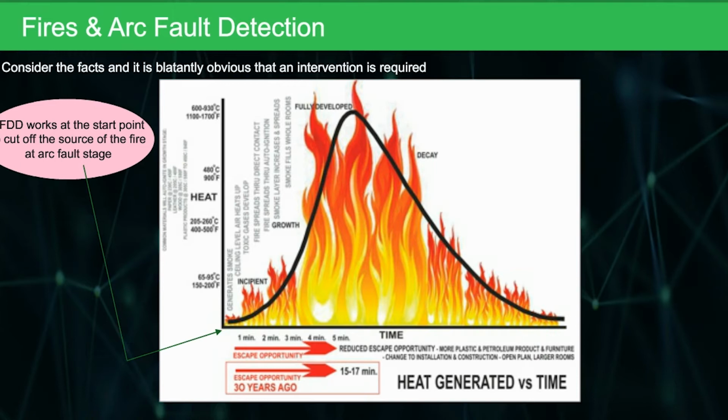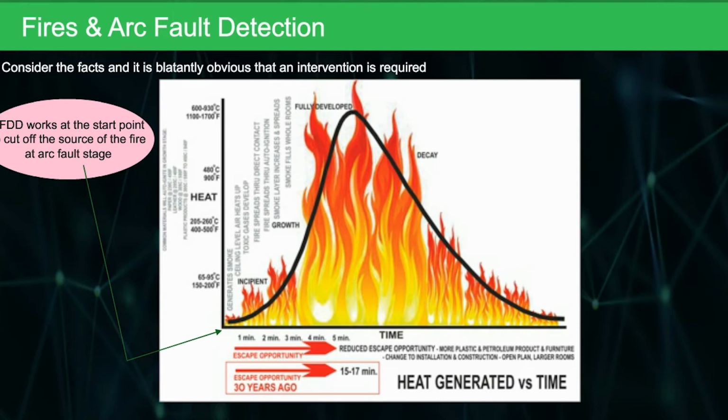And the interesting part is that 30 years ago, we were talking 15 to 17 minutes to get out of the place before the fire took hold. And that's predominantly due to the design and construction of buildings nowadays. There's more open plan, maybe higher ceilings, the ability for the fire to move through the whole place. Also due to the plastics in equipment and furniture. We've got plastics in everything now, carpets, curtains, whatever.